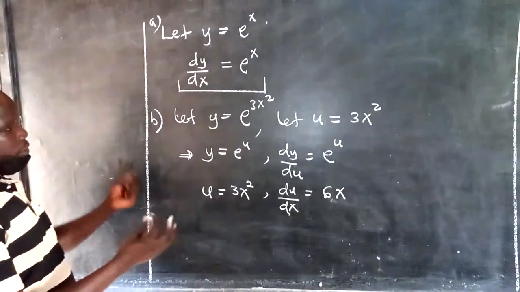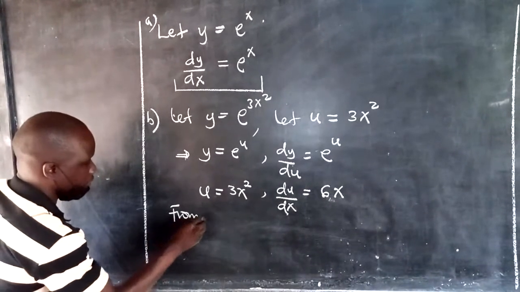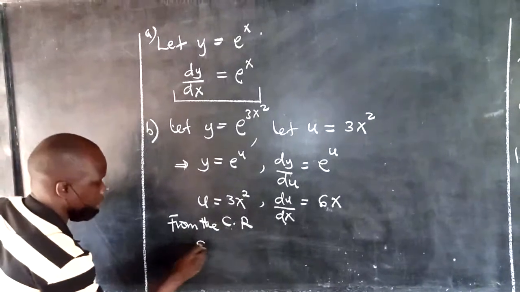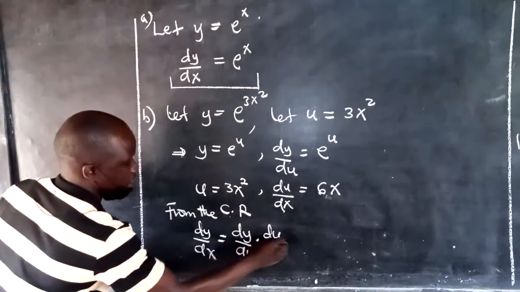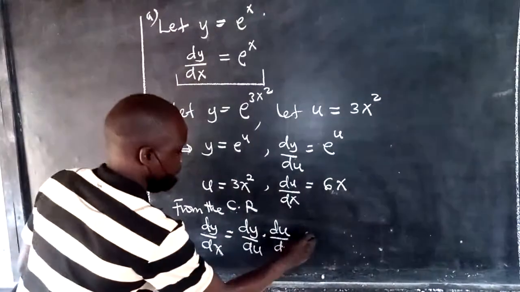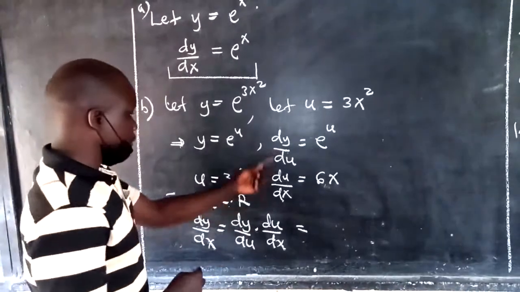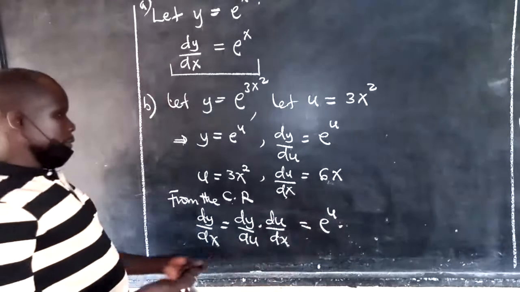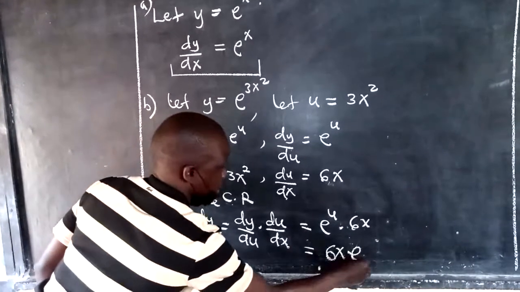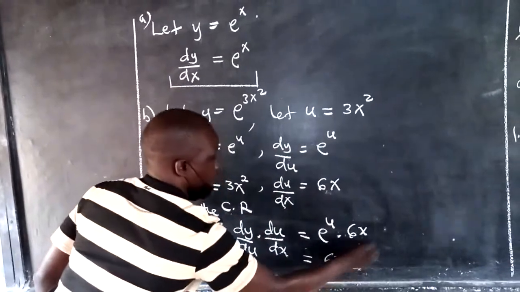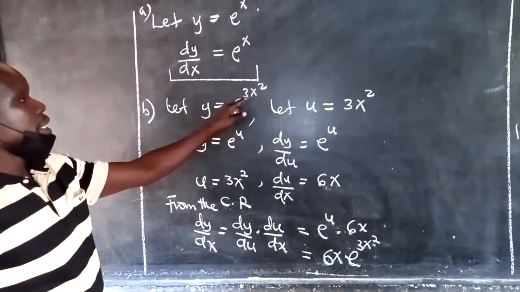Now we continue to get our dy/dx by employing the chain rule. From the chain rule, dy/dx, which we want, equals dy/du times du/dx. Our dy/du is e power u, times du/dx, which is 6x. So finally, we get 6x times e power u, but remember u is 3x squared. So this becomes our derivative for e power 3x squared.